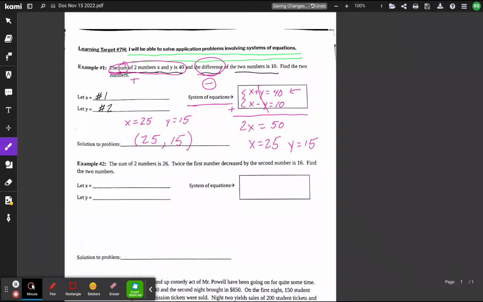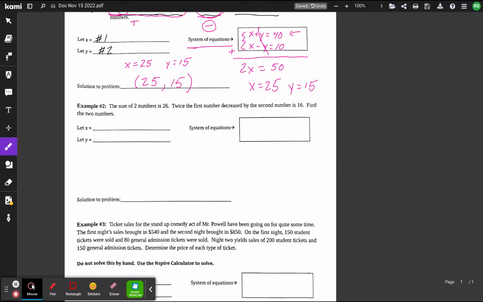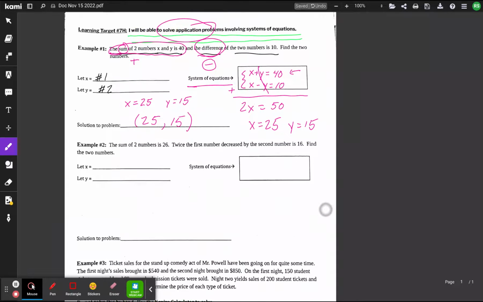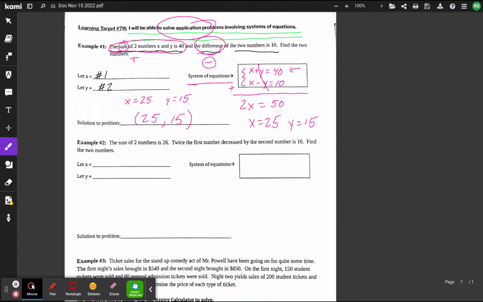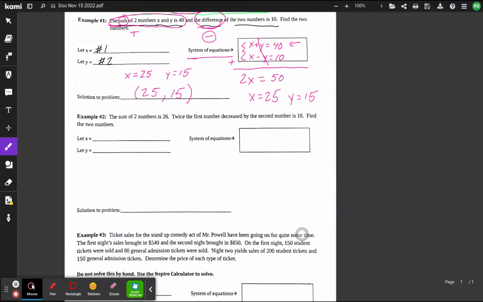So really, our learning target is being able to solve the application problems. My focus is you guys writing the system of equations, so I'm going to allow you to use your calculator as a tool to solve it for you. You can always refer back to substitution and elimination if you choose to do so.